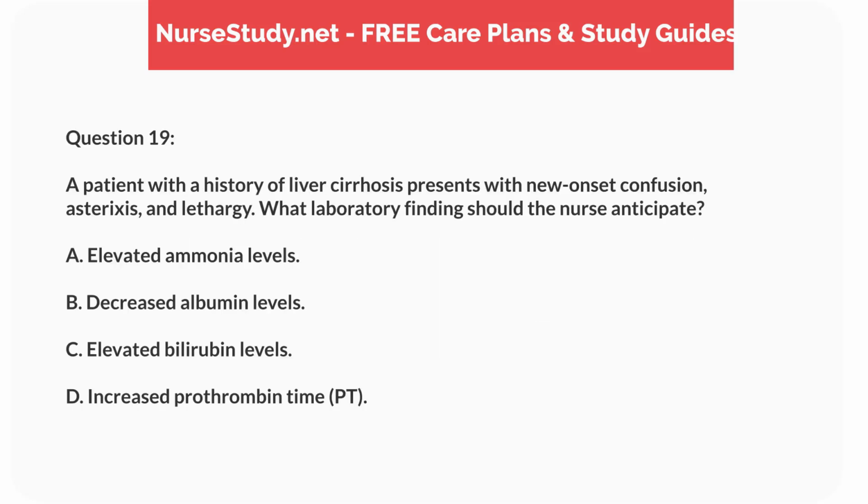Question 19. A patient with a history of liver cirrhosis presents with new-onset confusion, asterixis, and lethargy. What laboratory finding should the nurse anticipate? A. Elevated ammonia levels. B. Decreased albumin levels. C. Elevated bilirubin levels. D. Increased prothrombin time, PT.